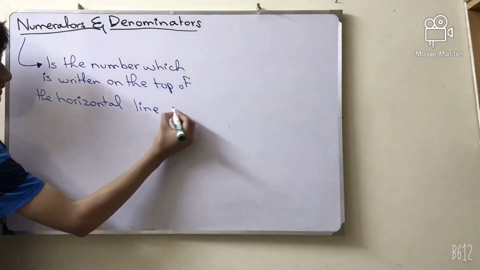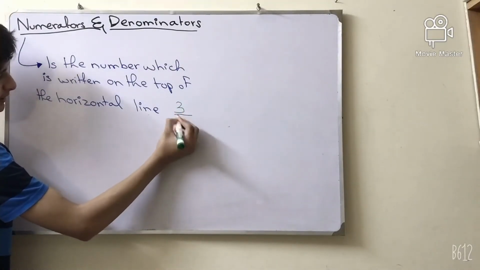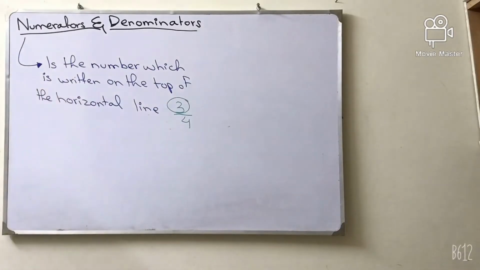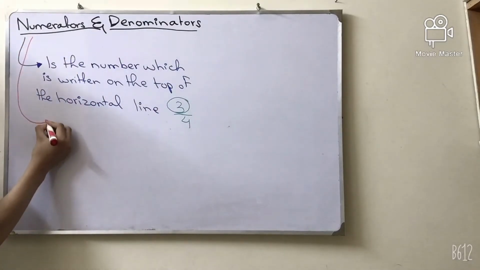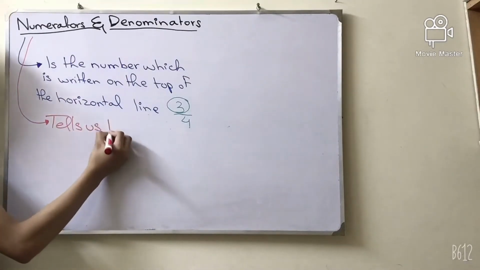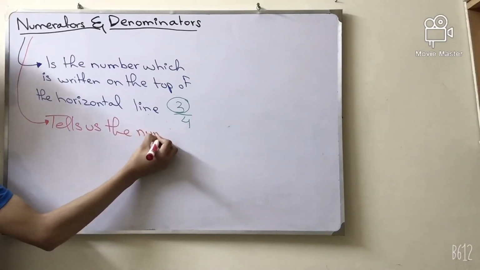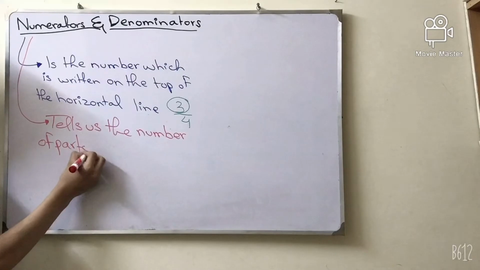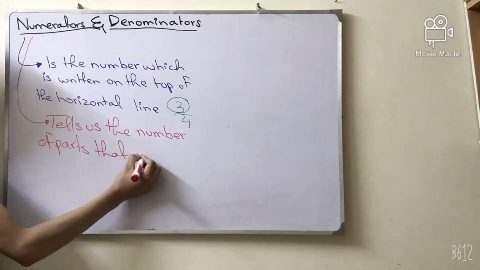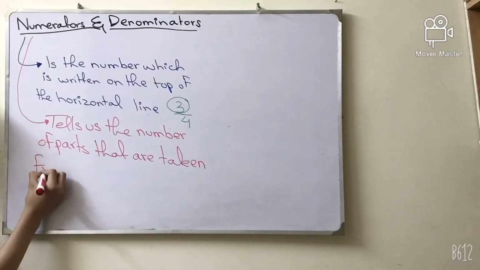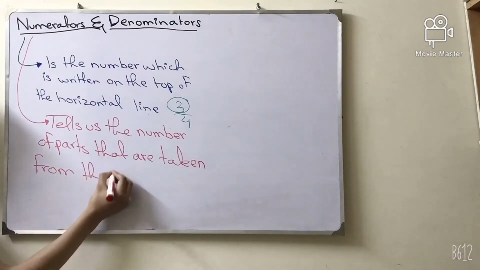So, for example, if we have something like this, this number will be our numerator, which is 3. And numerator tells us the number of parts that are taken from the total.